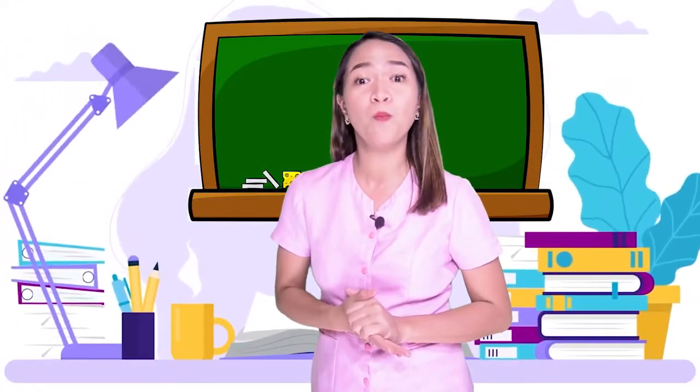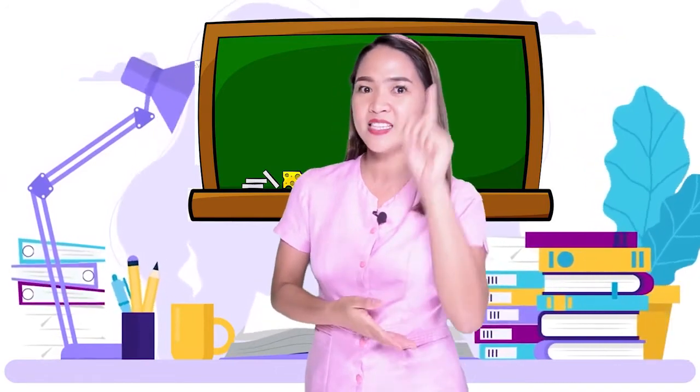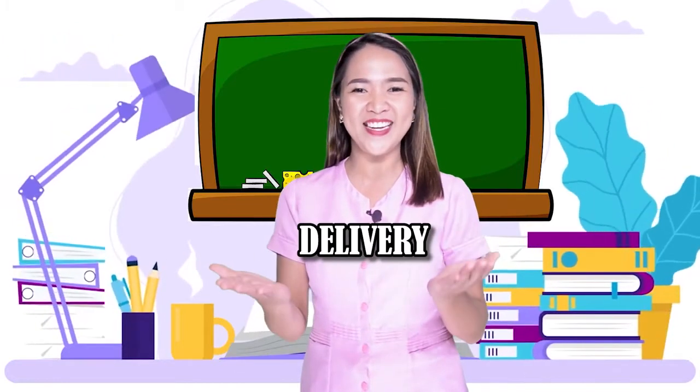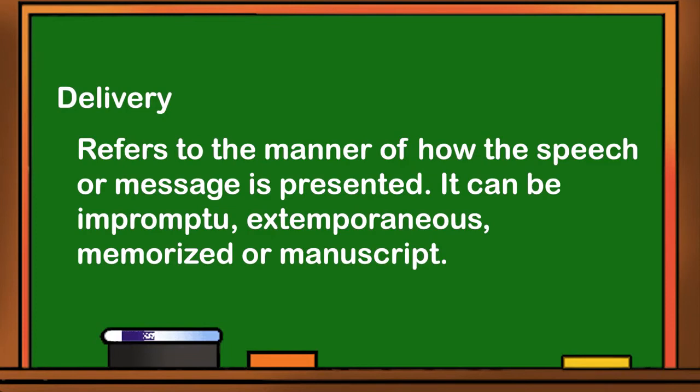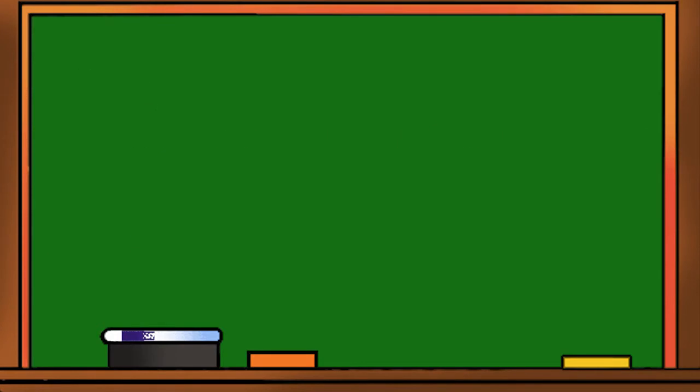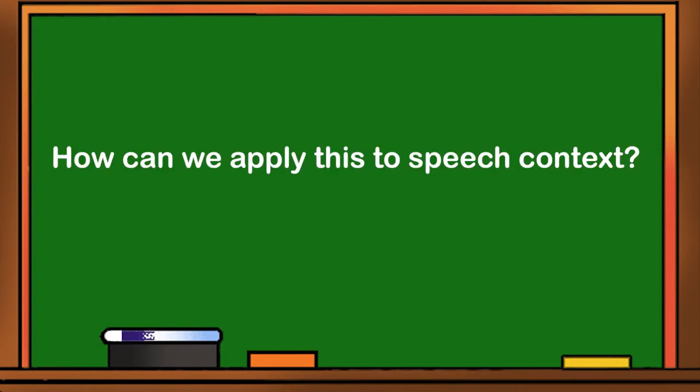Communicative strategies mostly deal with the approach and presentation of the message. This includes all topics and messages that can be nominated or terminated. The last one is delivery. Delivery refers to the manner of how the speech or message is presented. It can be impromptu, extemporaneous, memorized, or manuscript. How can we apply this to speech context?